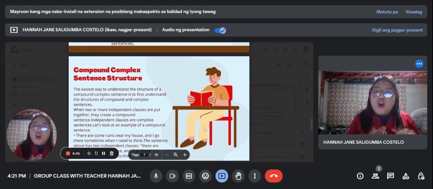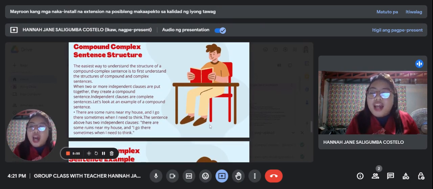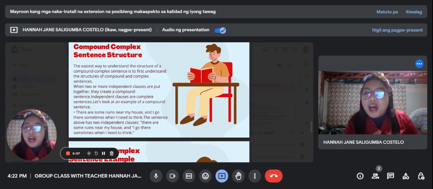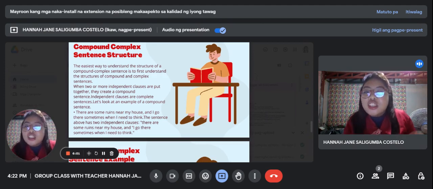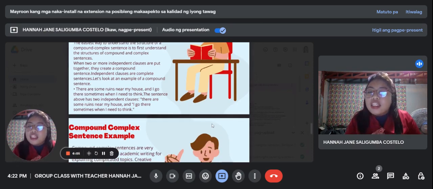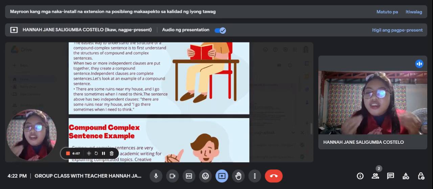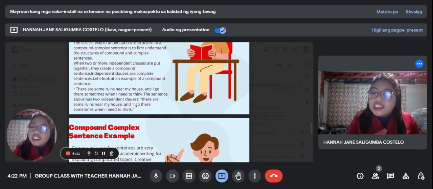So we also have compound complex sentence structure. The easiest way to understand the structure of a compound complex sentence is to first understand the structures of a compound and complex sentences. When two or more independent clauses are put together, they create a compound sentence. Independent clauses are complete sentences.